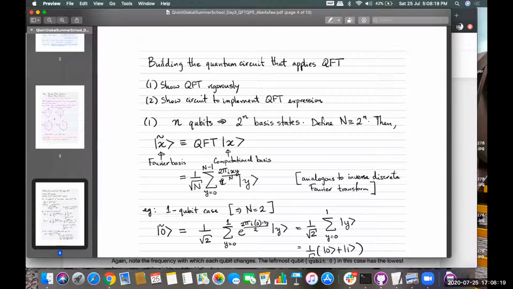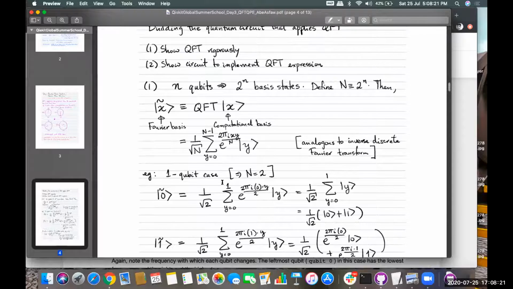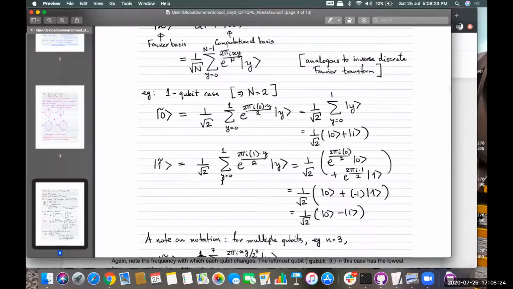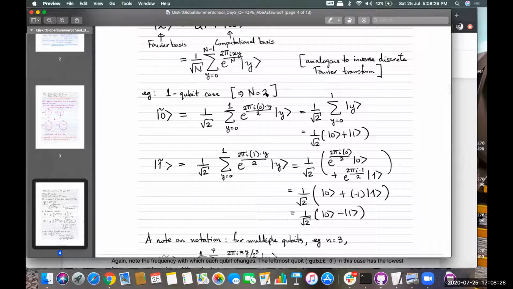This e to the power 2 pi i xy divided by n is the vector responsible for the phase change. Suppose we consider the example of 1 qubit, where the value of n is equal to 2. Obviously, the probability we get is either 0 or 1. If we have to calculate the phase estimation for the 0 here, that will be given by 1 by root 2. The value of y will be from 0 to 1, since n is equal to 2, so the summation from 0 to n minus 1 goes up to 1.